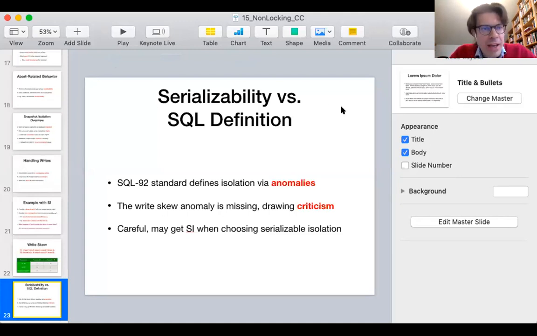All right. So we will now switch to a different topic. I'm going to switch the slide set. If you have any questions about concurrency control currently, please feel free to put them into the chat.